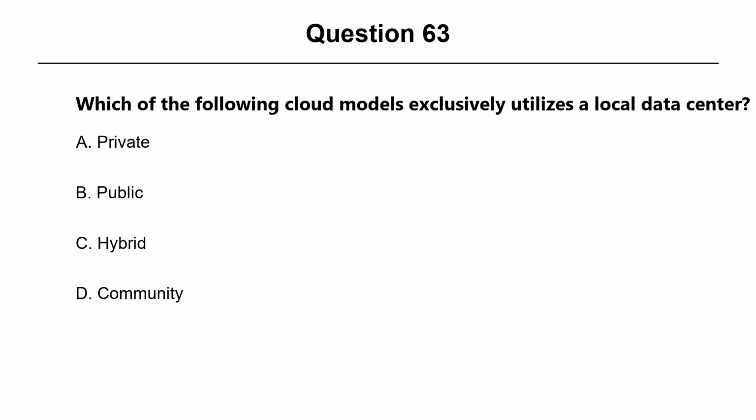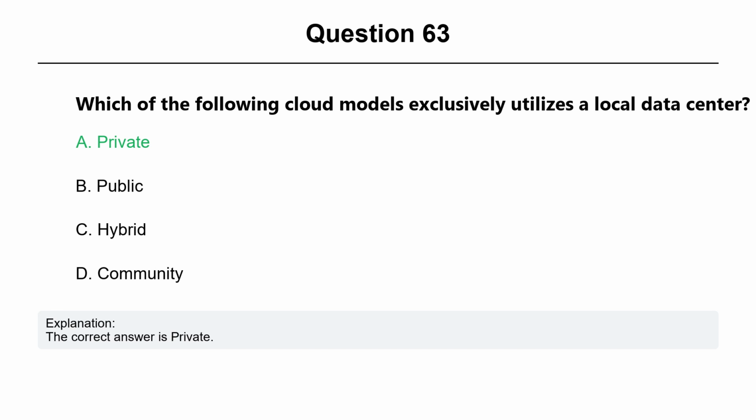Question 63. Which of the following cloud models exclusively utilizes a local data center? Option A, private. Option B, public. Option C, hybrid. Option D, community. The correct answer is option A, private.